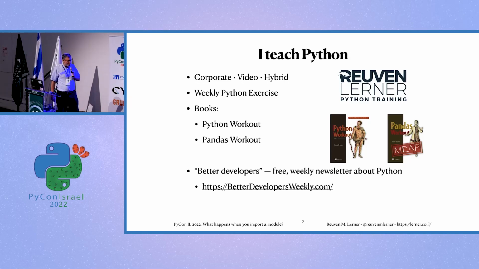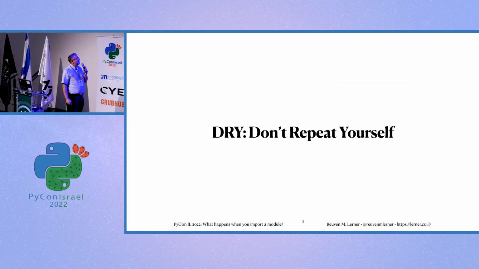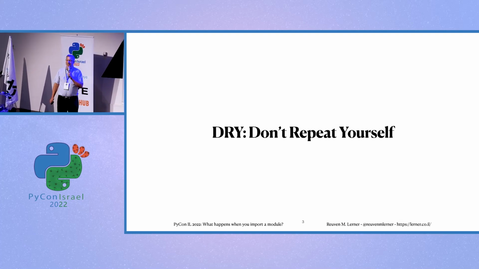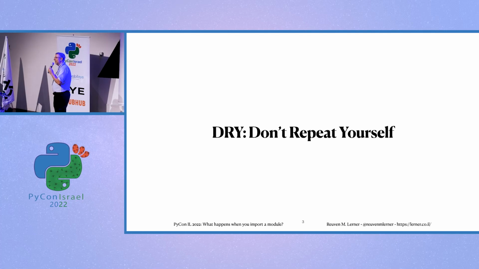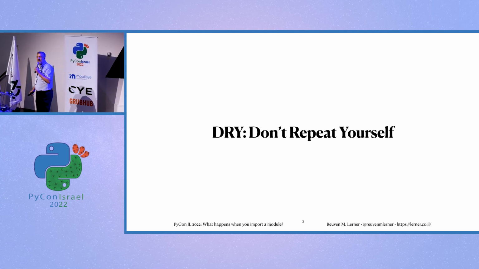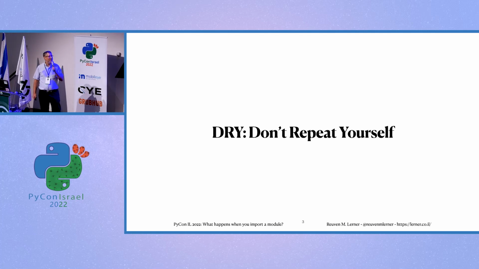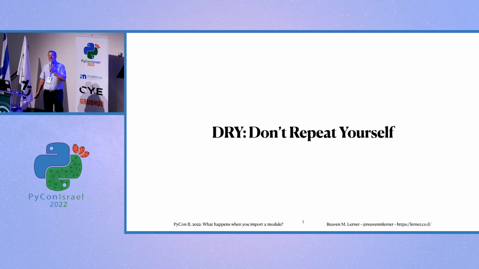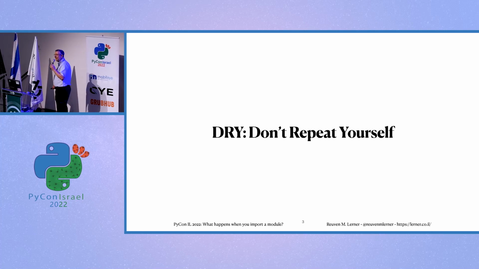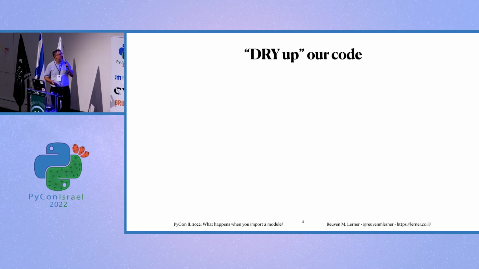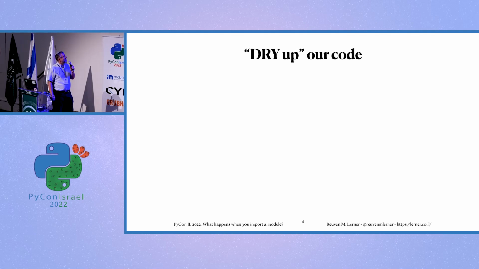So let's start off with a really important phrase, DRY: don't repeat yourself. Many of you maybe have read the book, The Pragmatic Programmer. And the Pragmatic Programmer introduced me to this phrase, don't repeat yourself. There, I just did it. I repeated myself. And the whole idea of a lot of things in programming is to avoid repeating ourselves. So how do we DRY up our code, as they say?